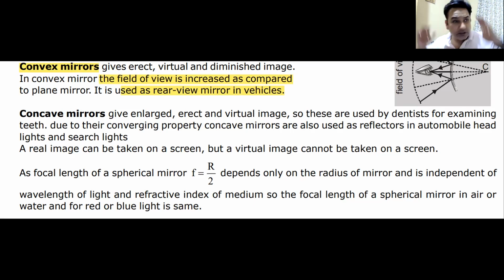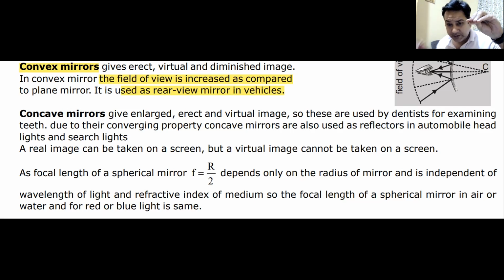The image is virtual. So instead of the car, which is very big, you also see the road. You also see the nearby vehicles. And that is why the convex mirror is used as a rear view mirror in vehicles. I mistakenly, slip of the tongue, told you that as a concave mirror. That is not a concave mirror. Slip of the tongue. Convex mirror. Do we understand this?